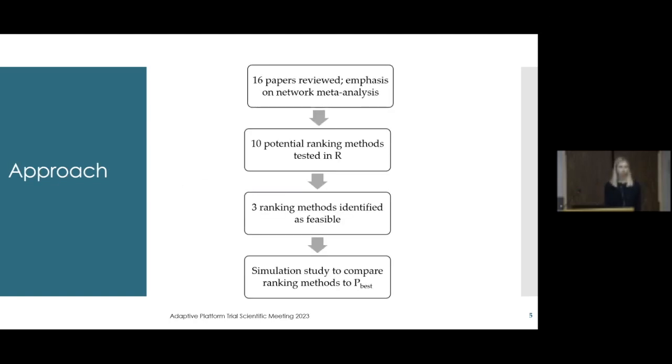So to find alternative ranking methods to p-best, I conducted an unofficial systematic review where I found 16 significant papers across multiple research areas, but with an emphasis on network meta-analysis. And that's just because network meta-analysis is also comparing multiple treatments across clinical trials, so it's looking for a similar answer as us. From that, I identified 10 potential ranking methods, which I tested in R for feasibility and applicability to APTs. This narrowed down 3 ranking methods, which I compared to p-best through a simulation study.